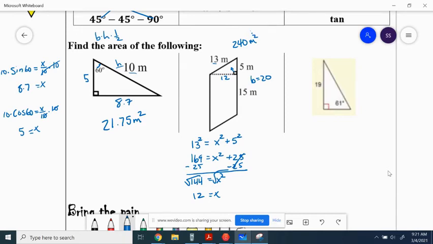All right, now let's look at this last example here. We have our height, but we don't have our base. So we have a missing side.